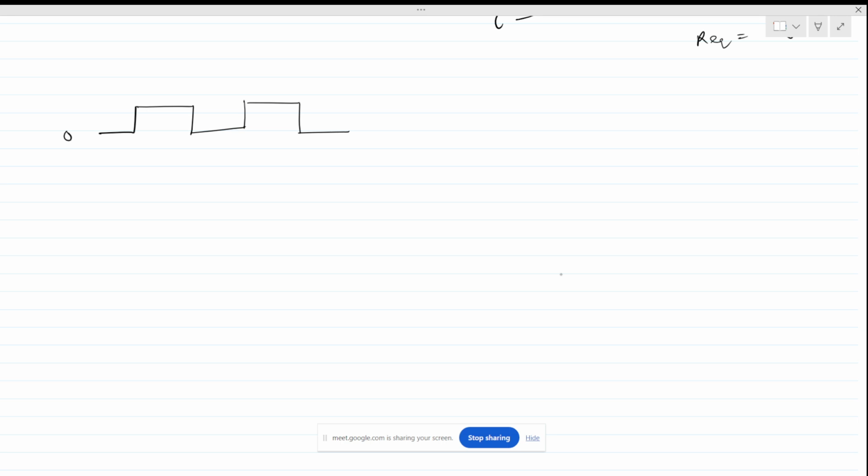So let's say this is t. Let's say t equals 0, and this is the time graph. Let's say this is in milliamps, and we have to plot V out.